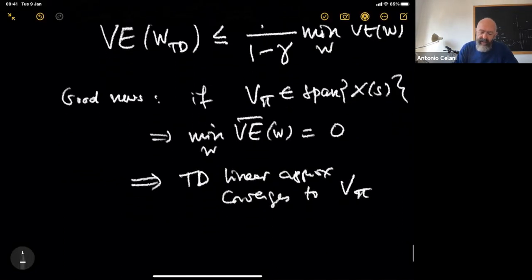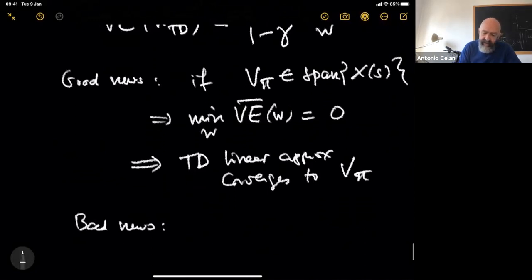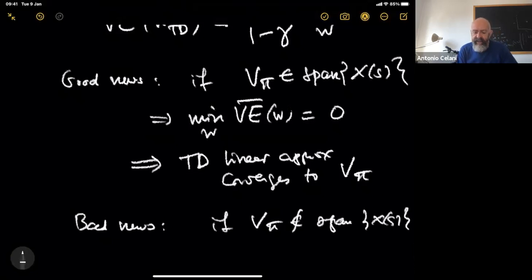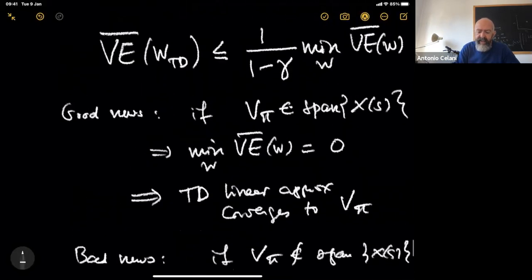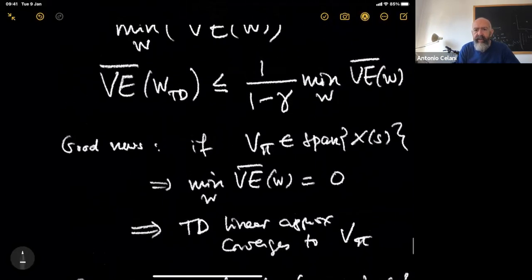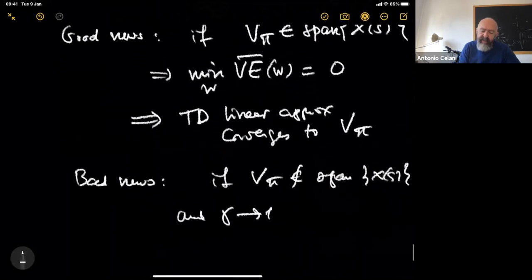So the bad news is that if V pi does not belong to the span, so to the subspace generated by your features, and gamma tends to 1, so you have a very long time horizon, then this bound is not particularly helpful. This means that there might be situations in which you make a big error.